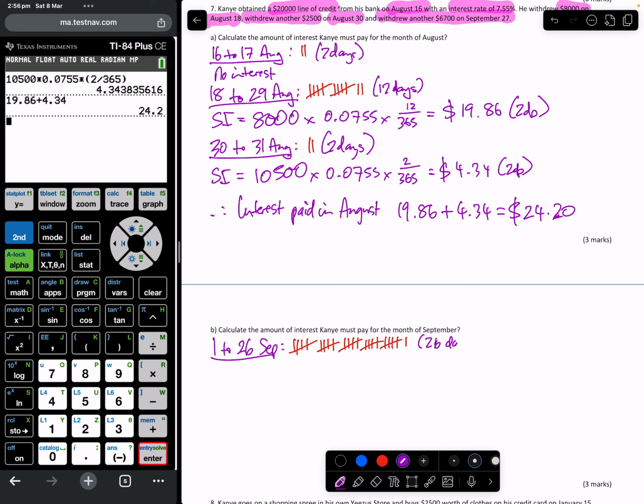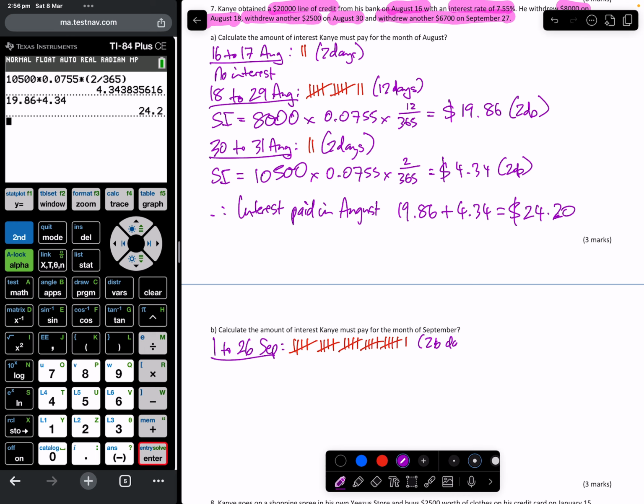26 days. How much did he have out? It was still the 10,500 was still out. 10,500 times by the rate 0.0755 times by the number of days 26 over 365. 10,500 times by 0.0755 times by 26 over 365. That's a lot of interest, $56.47 to 2 decimal points.